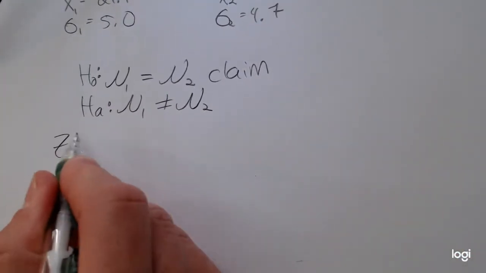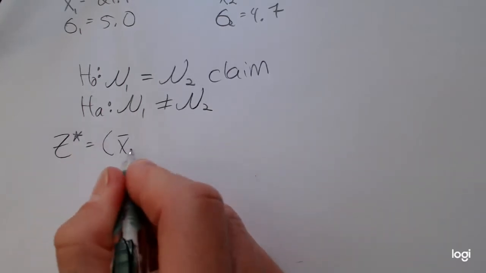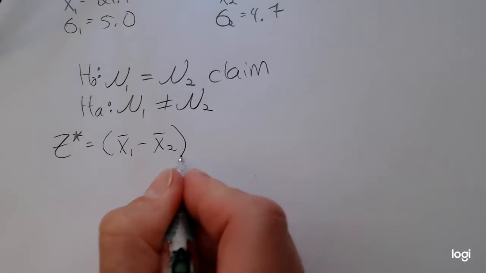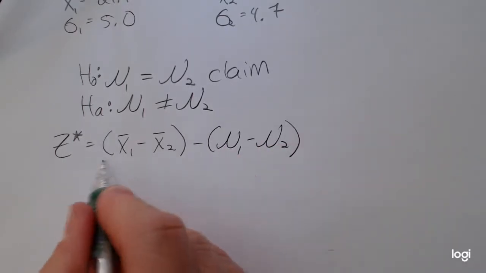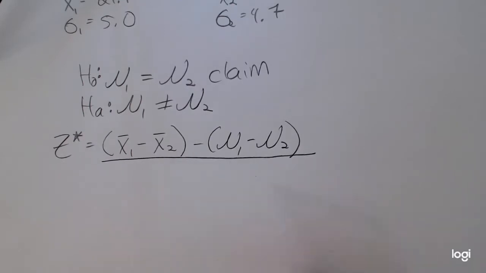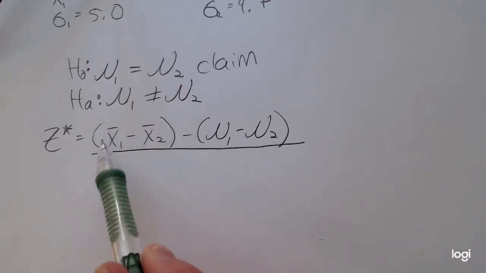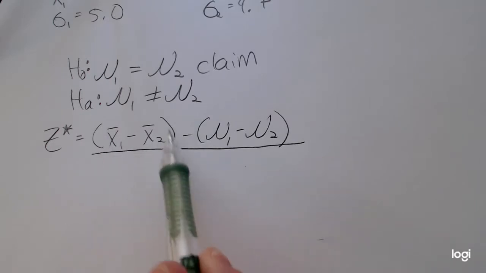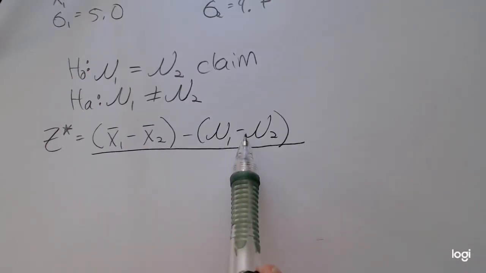Our standardized test statistic is x bar sub 1 minus x bar sub 2 minus mu sub 1 minus mu sub 2. This numerator follows the same structure as a single sample hypothesis test for population mean, what we observe, but now our point estimate will be the observed difference between the two sample means minus the hypothesized difference.